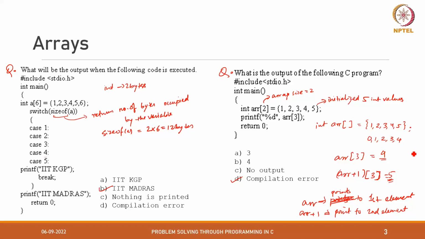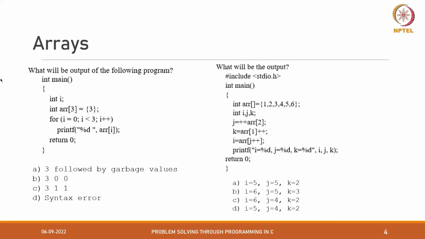Okay, so let's move to the next question. What will be the output of this following program? We have an integer array ARR, and the size is 3, and we are initializing some value, and basically we're printing the value. So what will be the output in this particular program?